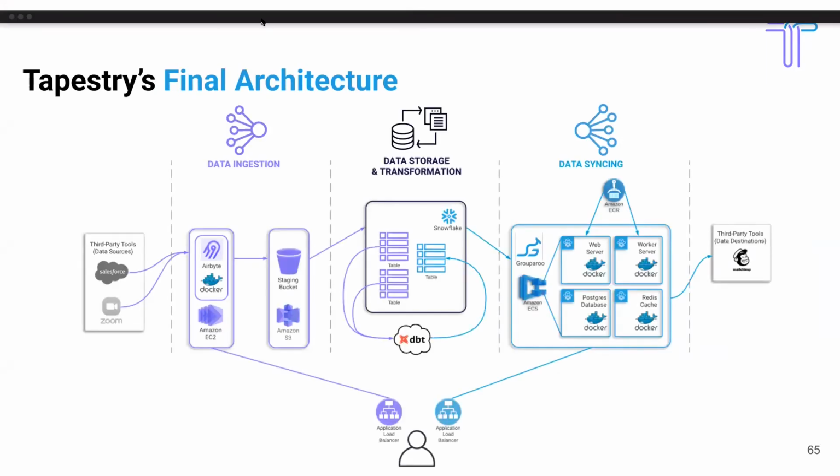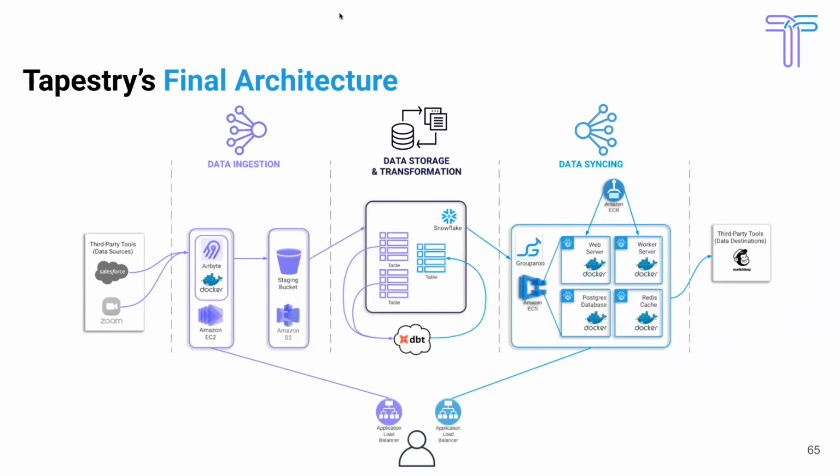Okay, we have a first question from Kyle. Really awesome project, blown away. Good job, Tapestry. Question for everyone on the team. If we think of this project as having three sections, data ingestion, data transformation, and data syncing, is there a section that you found to be more challenging to build and configure than the others? I would love to hear your thoughts.